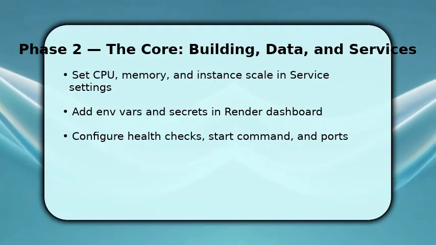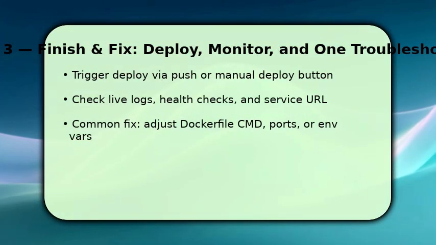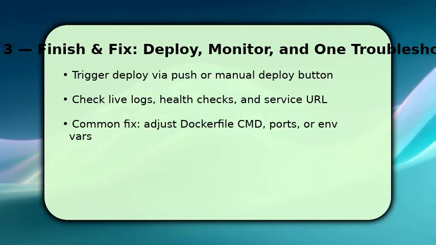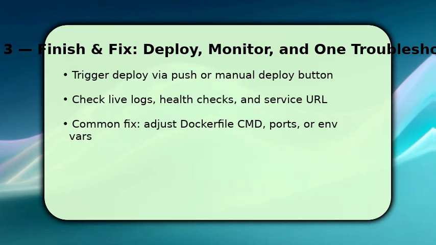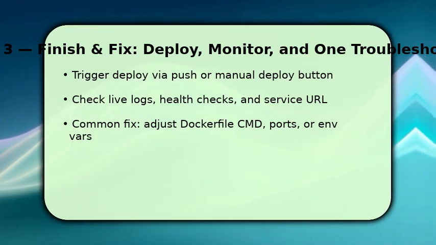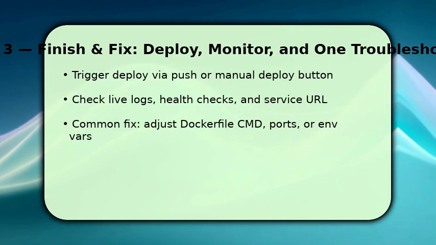You trigger the deploy by pushing changes or clicking deploy, then watch the live build and deploy logs in Render's console. Once deployed, open the service URL and verify endpoints and health checks. Use logs to trace runtime errors.